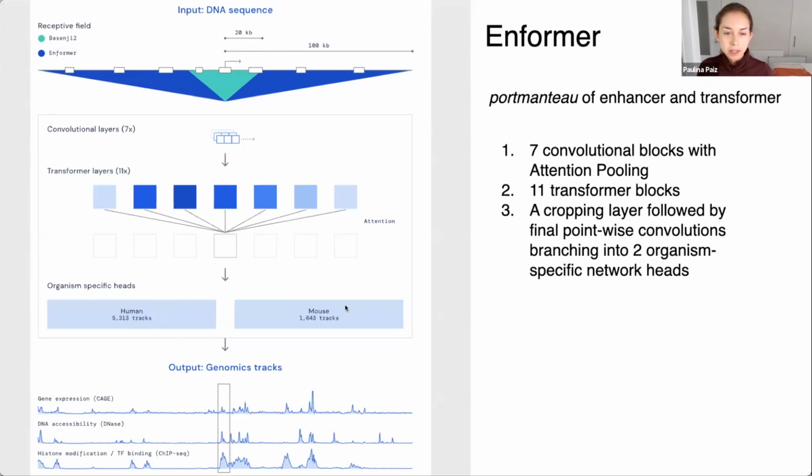So here we have human and mouse, and if you noticed, we're predicting more human tracks than mouse, and that's just because we had more human data.